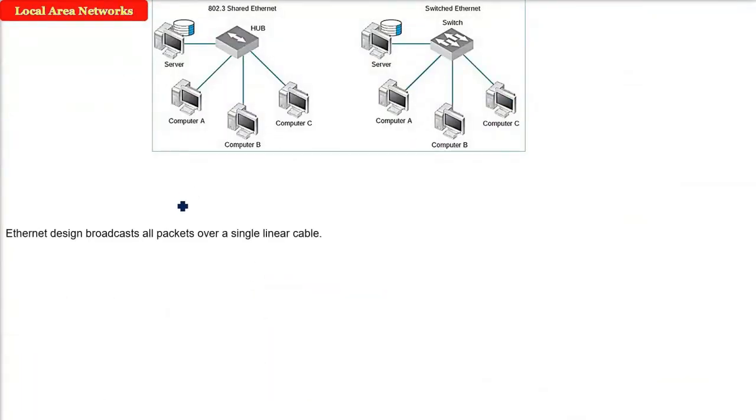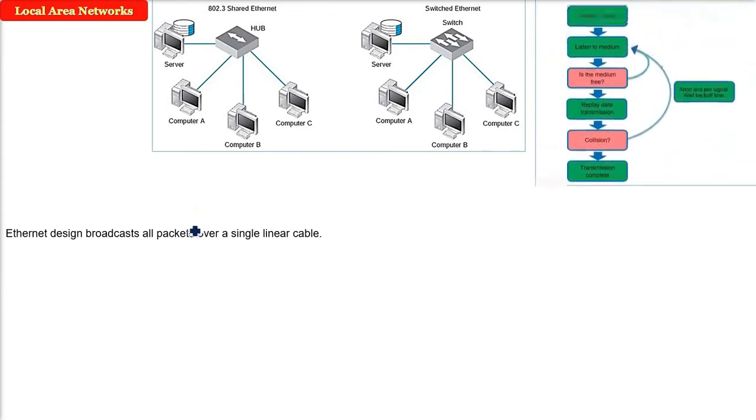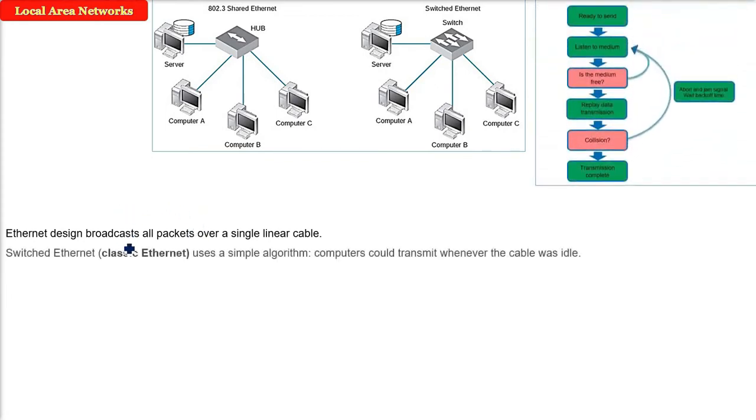So in this local area network, the Ethernet design broadcasts all packets over a single linear cable. This is the design. Ethernet will always try to broadcast all packets, right? Now, this is what we call classic Ethernet. Whenever we are talking about Ethernet, we call it switched Ethernet or classic Ethernet.